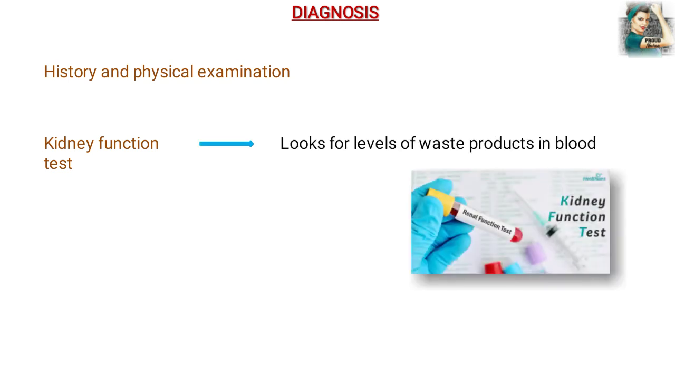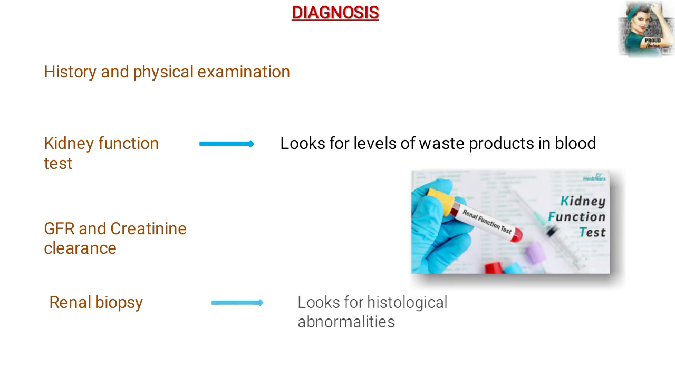The next is the kidney function test, or the KFT. It looks for the levels of waste products in our blood and gives us a clue about the degree of functioning of kidneys. The next is the GFR and creatinine clearance. It also gives us a clue how well the kidneys are functioning. The next is the renal biopsy, in which a small part of the renal tissue is excised, and the histological examination of that tissue is carried out.